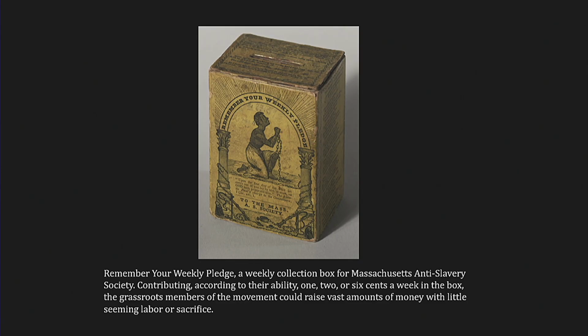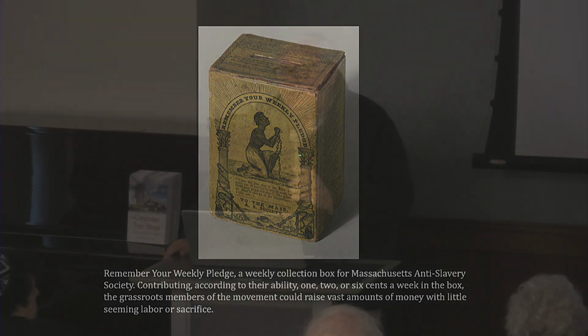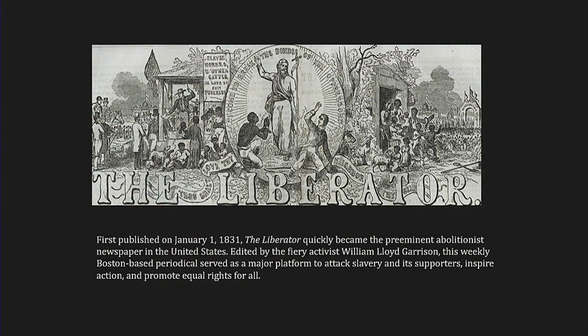The grassroots members of the movement could raise vast amounts of money with little seeming labor or sacrifice. Well, initially in the 1830s, it was primarily the young unmarried daughters of the wealthy who contributed the money. But by the 1830s and 1840s, it began to embrace most people in the Boston area. Many people began to read The Liberator, which was William Lloyd Garrison's newspaper.